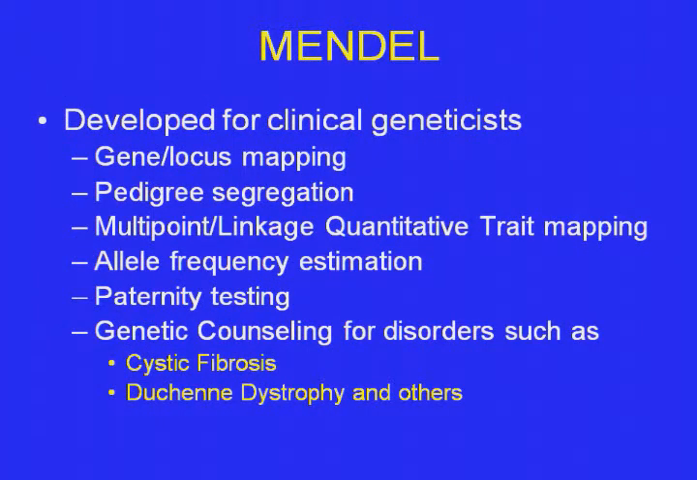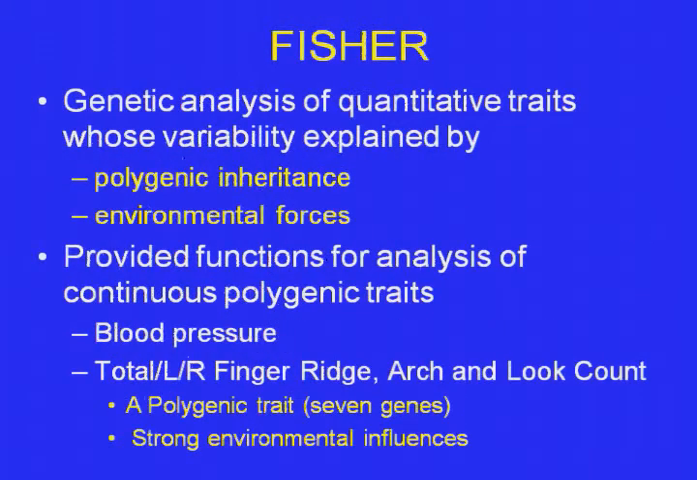So Mendel was developed for both clinical and agricultural geneticists for performing gene locus mapping, pedigree segregation, multi-point linkage quantitative trait mapping, allele frequency estimation, paternity testing, as well as genetic counseling. It came with two modules for counseling for cystic fibrosis and a specific type of dystrophy, and then macular degeneration and something else, all developed for genetic counseling performed in the clinics back in the 1960s, 70s and 80s.